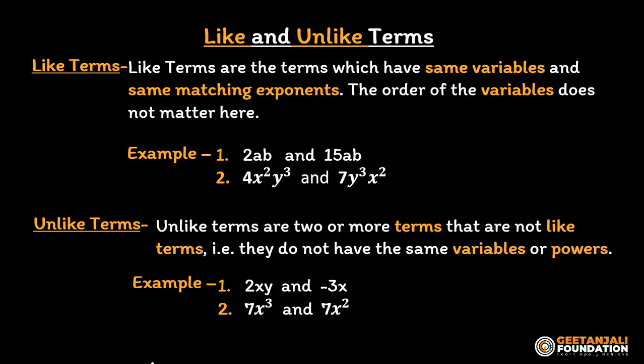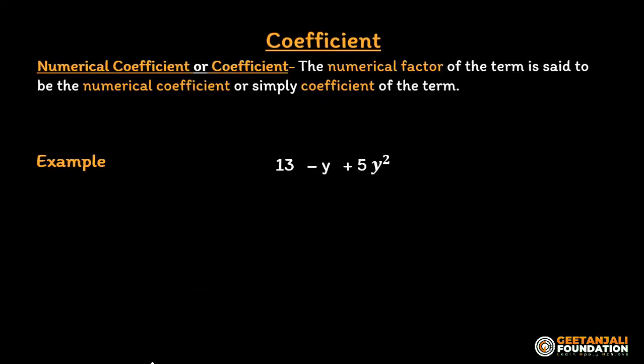So, like and unlike terms. Two or more terms are called like terms if they have the same variables and the same matching exponents. The order of variables is not important. And all those terms which are not like terms come in the category of unlike terms. Coefficient. The numerical factor of the term is said to be the numerical coefficient, or simply the coefficient, of the term.